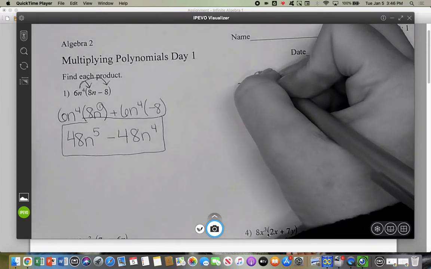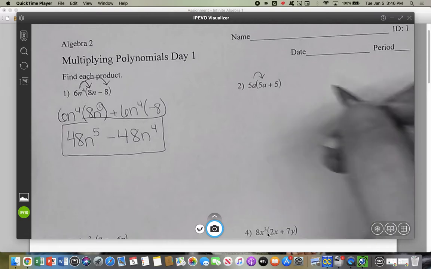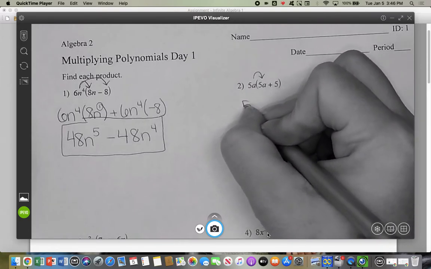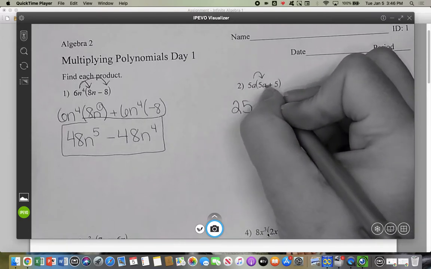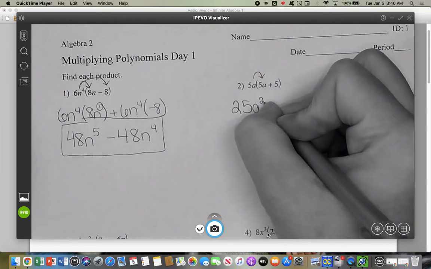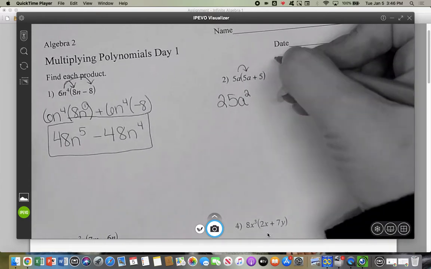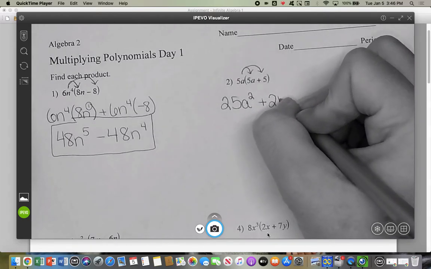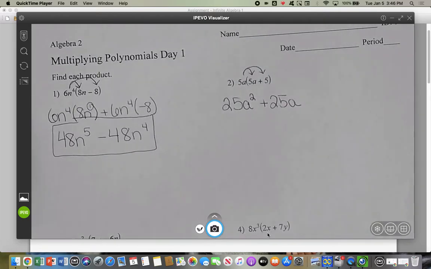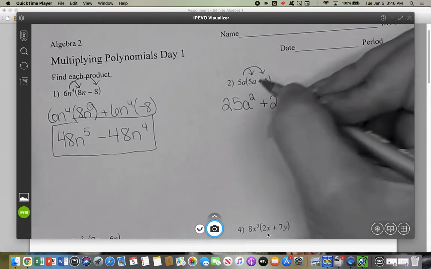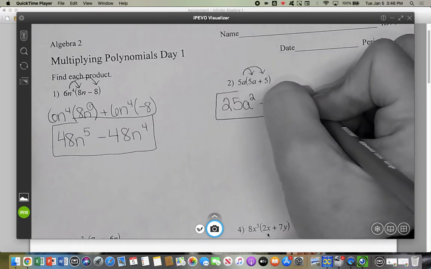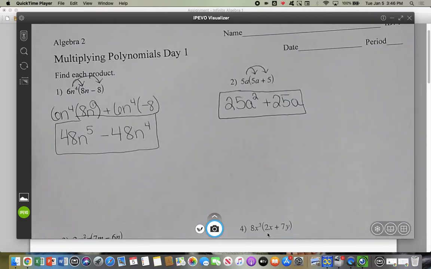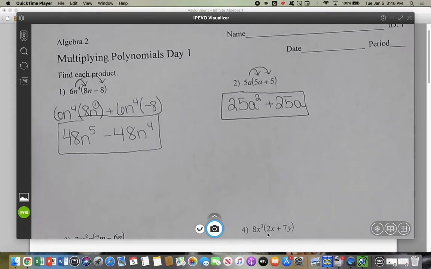So the next example, we're going to take 5a times 5a, and that gives me, not 5, but 25. 2 a's multiplied together gives me an a squared. And then my second term, I'm going to take a 5a times 5, and that gives me a plus 25a. And just like the last one, even though they have the same variable, they don't have the same exponent. So we simply box in our answer. It is simplified, and we are done. So we are just distributing today.